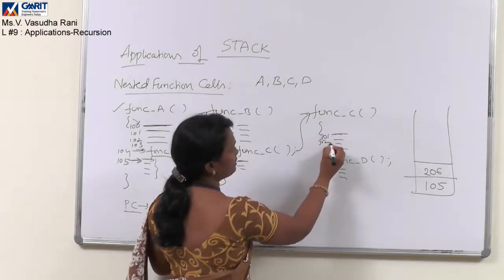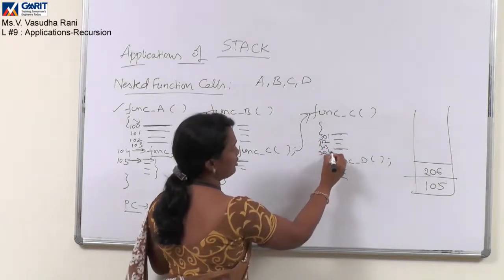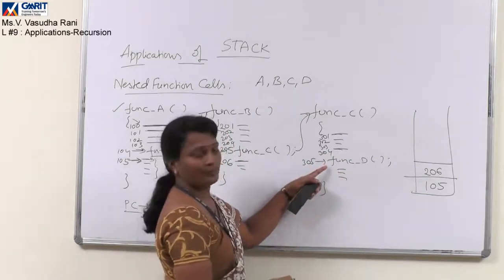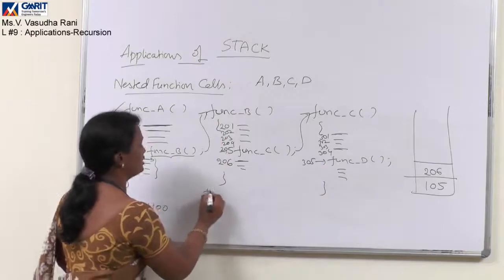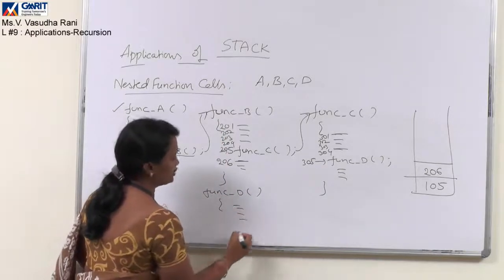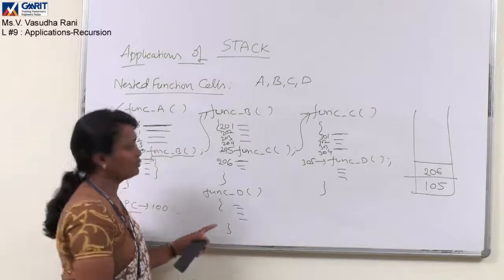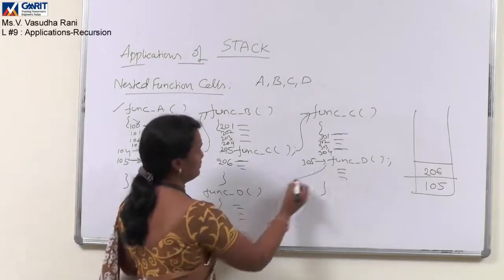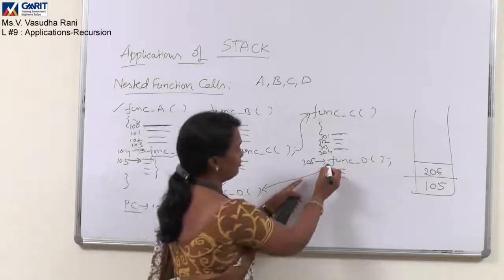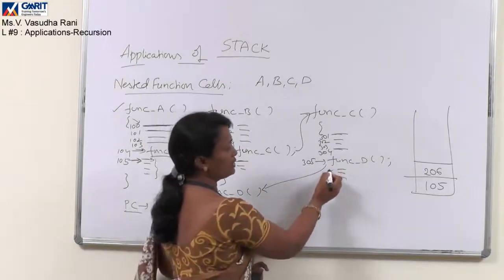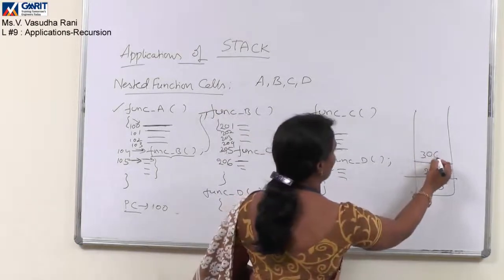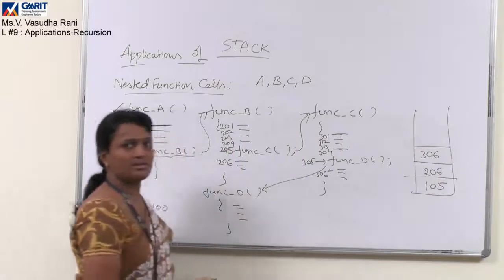It is 301, 302, 303, 304, and here 305. Again it's a function call. So what does it have to do? It has to go for function D's definition. Assume that D is not having any function calls. So from here control comes to its definition. But before moving the control here, it has to store the address of the next instruction 306 somewhere. So we are storing that into the stack.